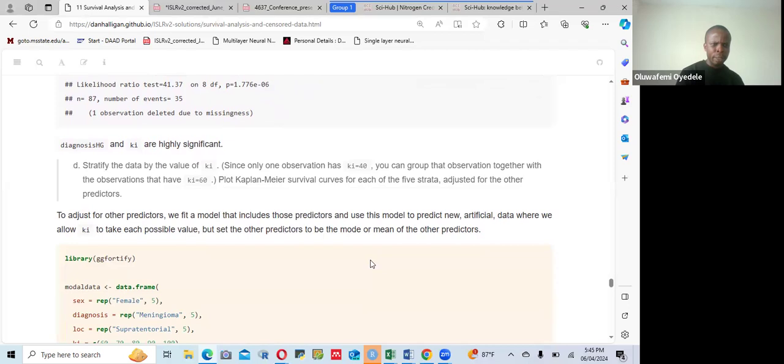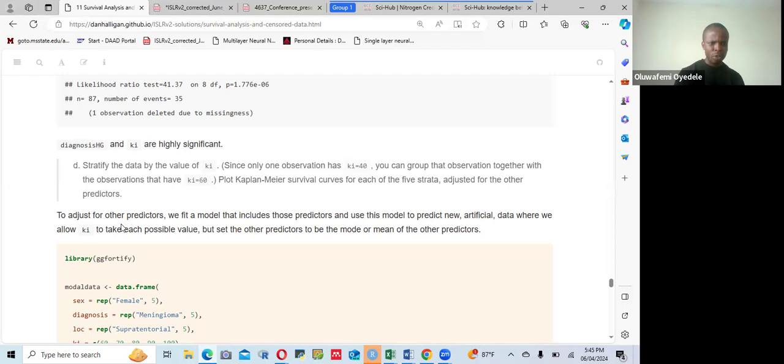So D, they say we should stratify the data by the value of KI. Since only one observation has KI equal to 40, you can group that observation together with the observations that have KI equal to 60. Then we should plot the Kaplan-Meier survivor curve for each of the five strata, as just said for the other predictors.